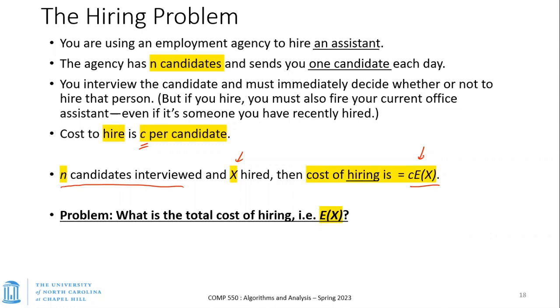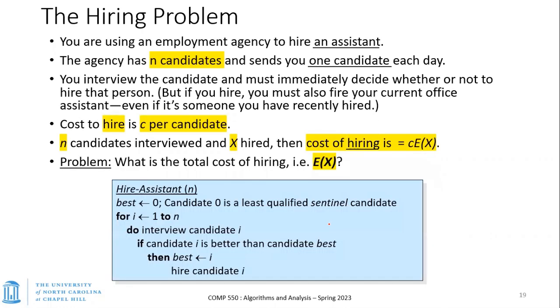But assuming that the input is coming from some kind of distribution, you might guess what that distribution is, but you don't have experience with that agency, so you don't know what the distribution is going to be. That's the tricky part: how do you actually estimate what your expected cost is going to be? What do you expect after hiring a whole bunch of candidates?